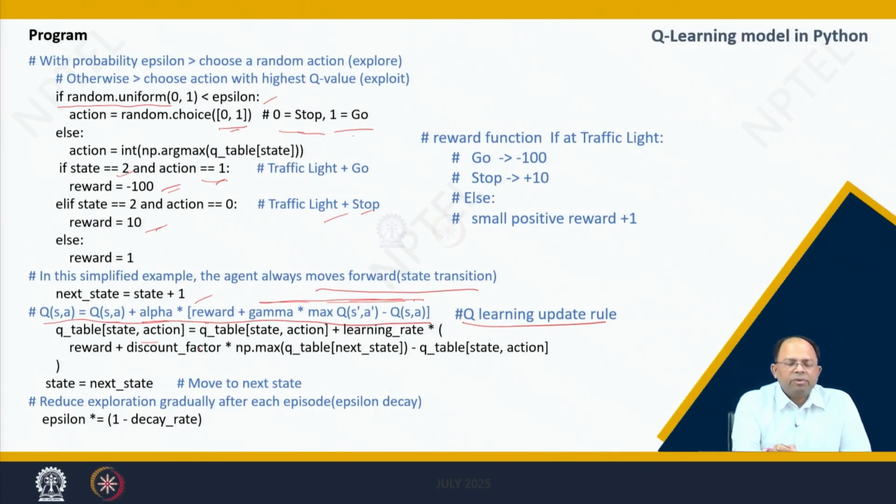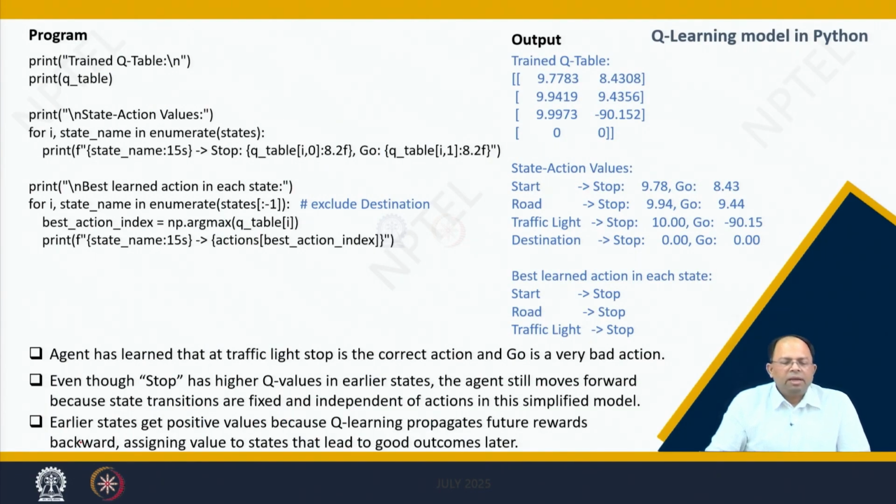We are recording for which state we are getting what sort of Q values, right? That is being stored over here, and then we are moving to the next state. And epsilon, with its decay rate, helps us decide how the epsilon value changes. Finally, once the agent is trained, we can print the trained Q table. This is how it shows.